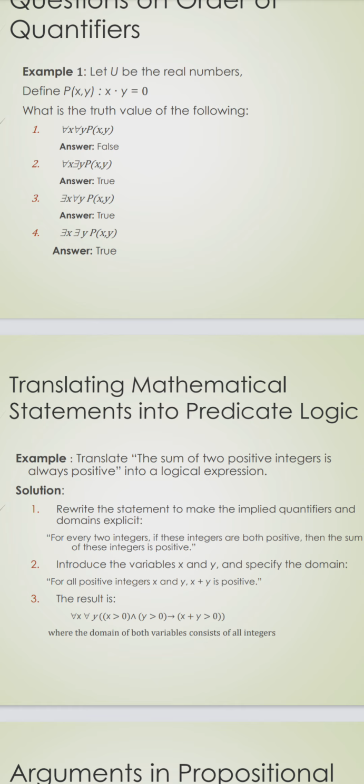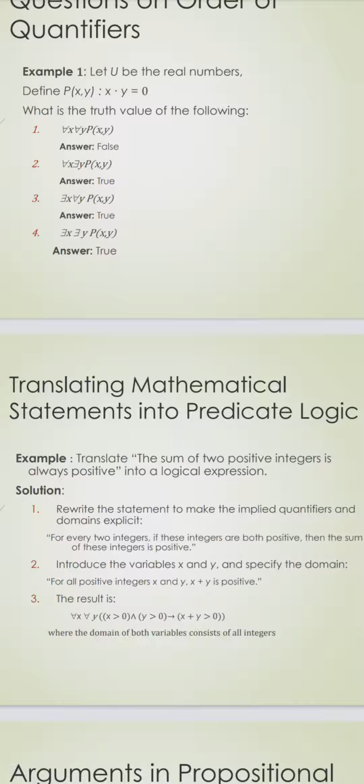Translating mathematical statements into predicate logic. Example: translate the sum of two positive integers is always positive into a logical expression. First, rewrite the statement to make the implied quantifiers and domain explicit. For every two positive integers, if these integers are both positive, then the sum of these integers is positive.